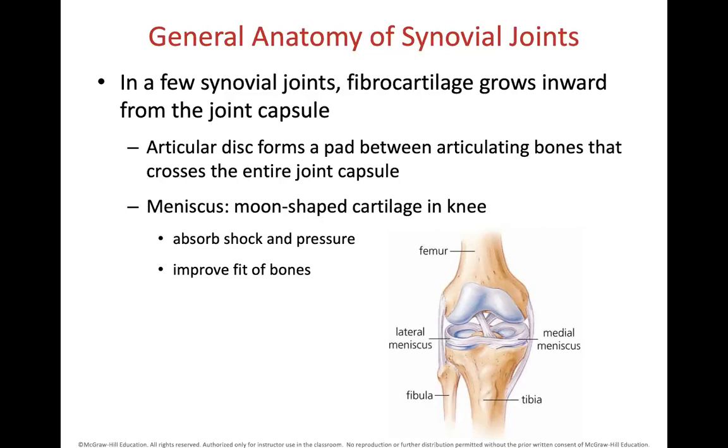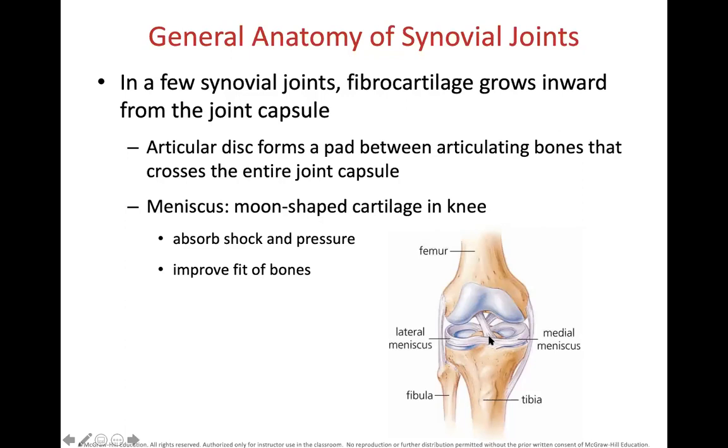I'll talk more about the menisci in the knee when we get to the knee specifically later. I guess probably Wednesday we might get to it. But you have these kind of moon-shaped or C-shaped menisci in the knee. So those are just articular discs.